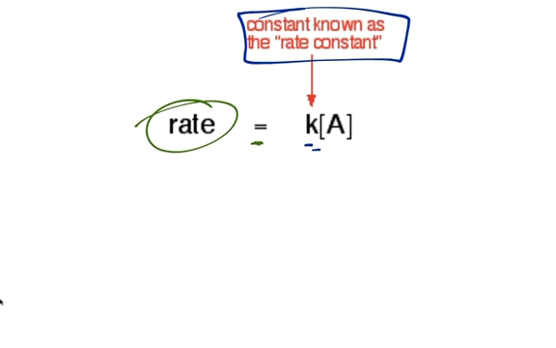Regardless, let's look at what this means. So we have a rate that says it's equal to some rate constant. Again, we'll have that value from a table, that rate constant times the concentration of that one reactant. And again, in brackets, times that concentration. So what does this mean?